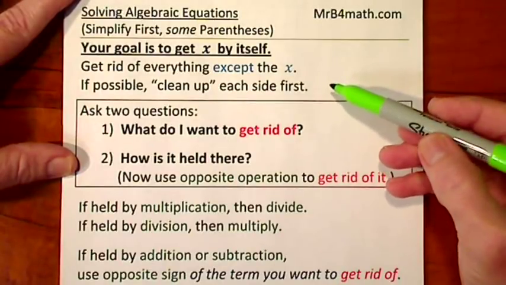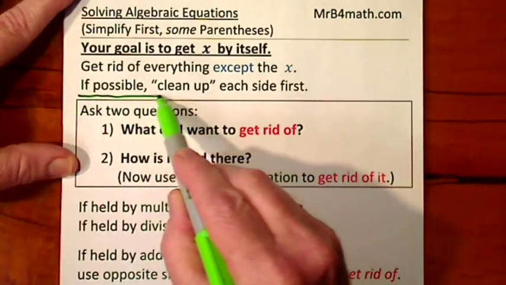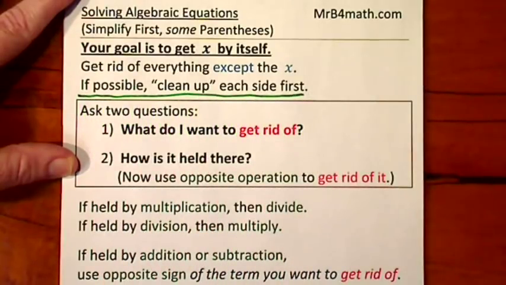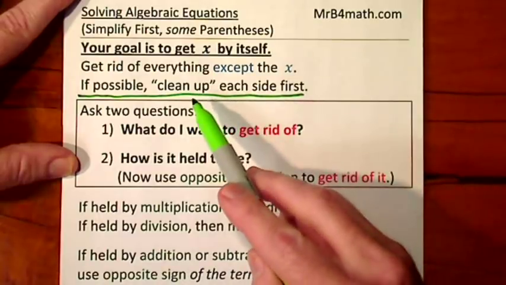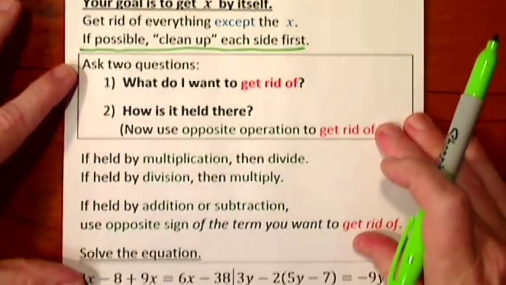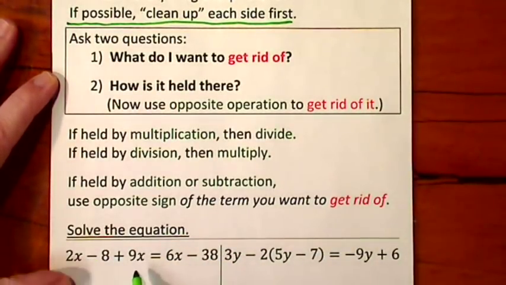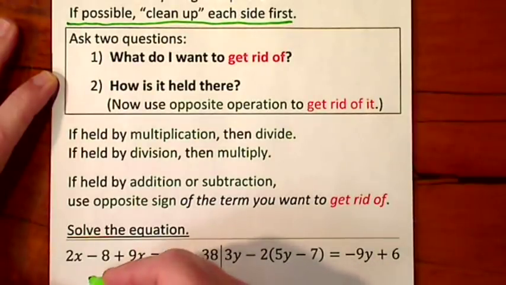So notice now when we're trying to solve algebraic equations, sometimes, if possible, we'll want to clean up each side first. And this is just a way of saying combine like terms. For instance, we have a 2x and a 9x on the same side of the equal sign. We're not going to get rid of one or the other. We're going to combine them. So 2x positive 9x combine to give us 11x.